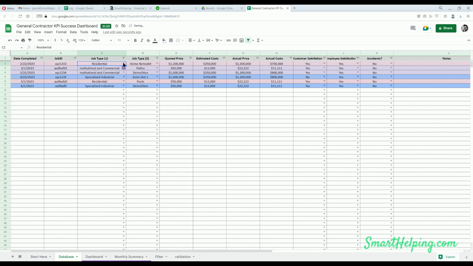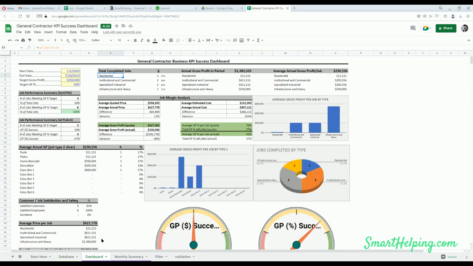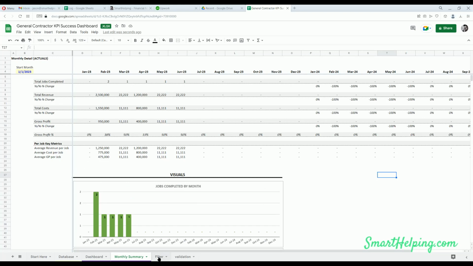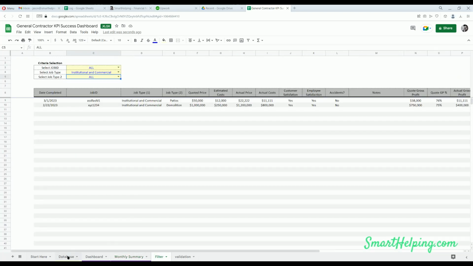As you select different items, you just put in your data here in columns A to L, and everything else works the exact same. Start and end date, your targets here. All this data will auto update. Monthly summary works the same way. Visuals work the same way. And it's just got this extra filter.